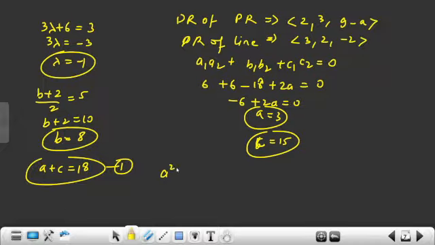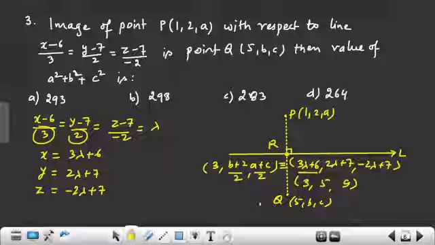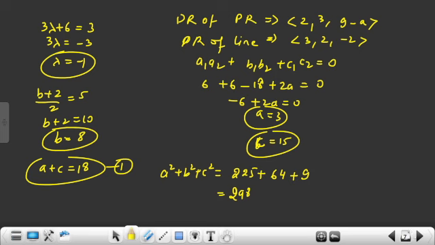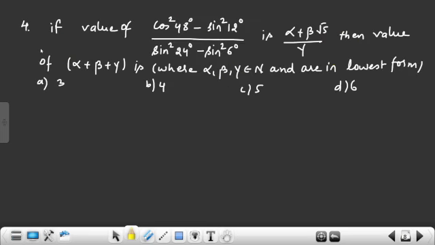Correct. Now we have to find a square plus b square plus c square, that is 15 square, 225, and 64 and 9. So 64 plus 9, 73. 225 plus 73 is 298. Right? 298, very good number it is. Why I said good? Just think about it. Now let's come to the next one.